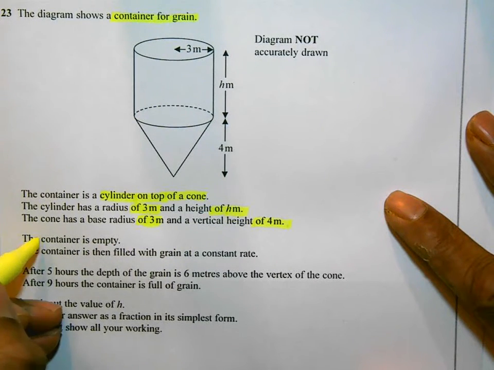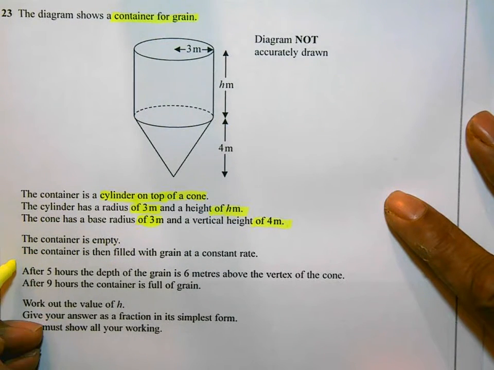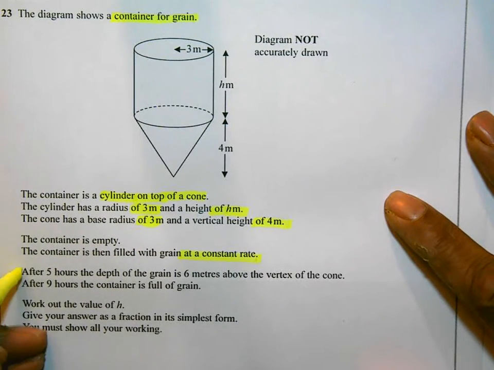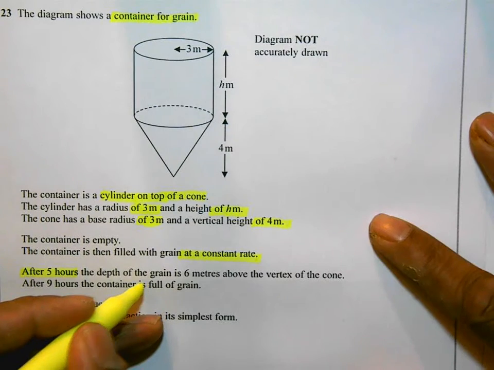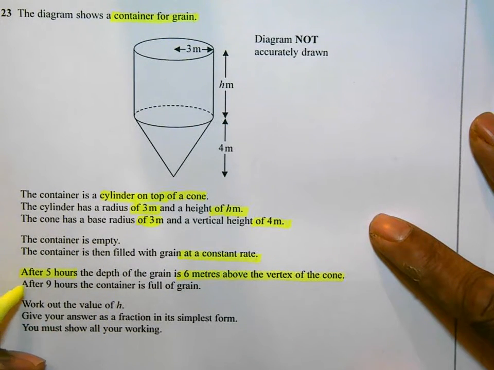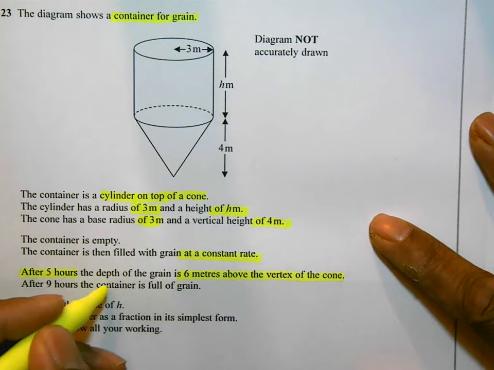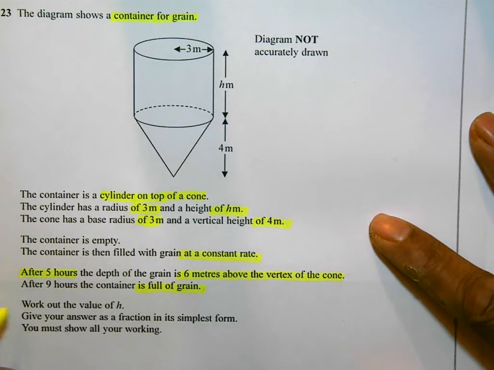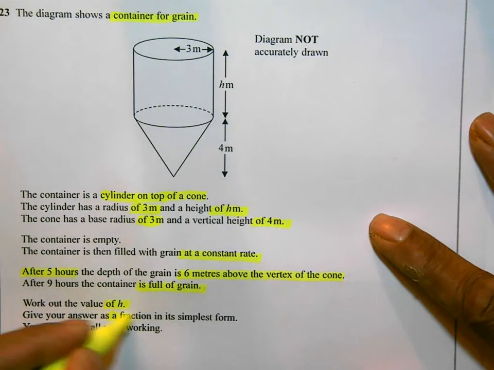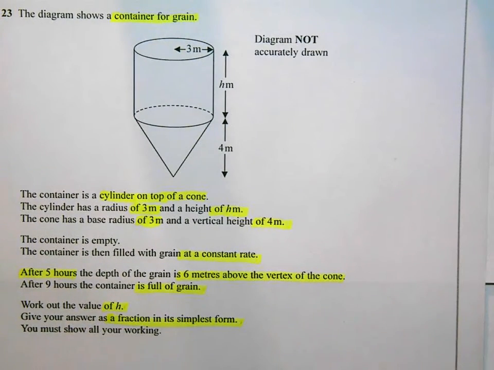The container is empty. The container is then filled with grain at a constant rate. After 5 hours, the depth of the grain is 6 meters above the vertex of the cone. After 9 hours, the container is full of grain. Work out the height h, give your answer as a fraction in its simplest form, and you must show all your working. So, as I did indicate, this is one of the most challenging questions on the paper.